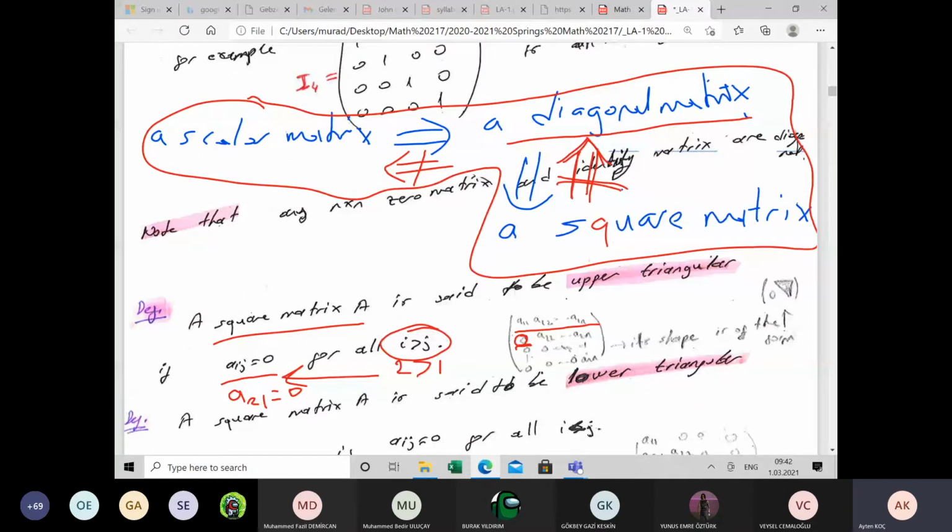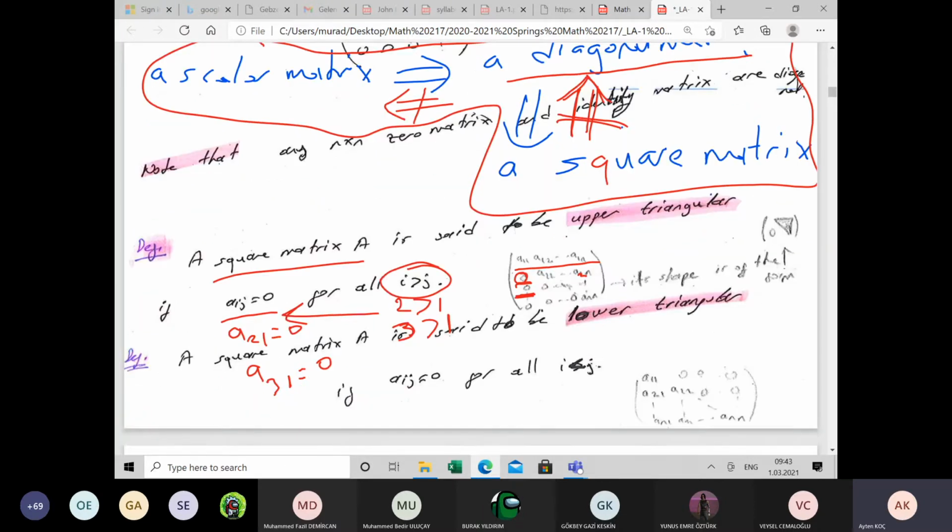So A sub 2 2, and the next one, and the last one, row 3 and column 1. So A sub 3 1 is 0, and the next one should also be 0, because what's the entry located in the third row, second column? So this one should be 0.